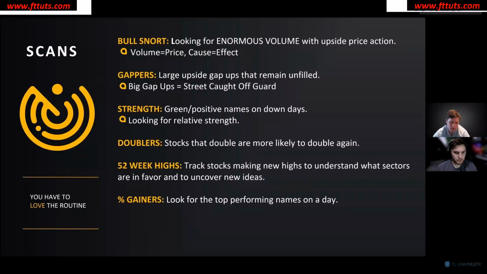And then percent gainers. I'll just kind of pull this up on Thinkorswim during the day and sort it by high price. And if the stock's up 30%, I want to see it because oftentimes that ends up being a bull snort or a gapper or something. There's usually something unique going on there, and I want to pay attention to it.